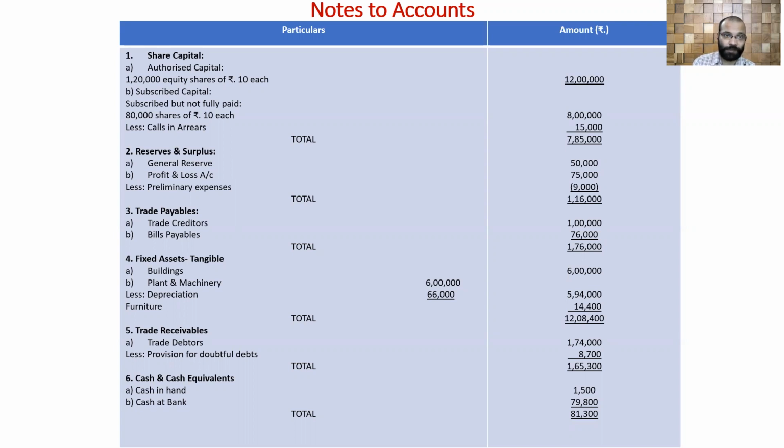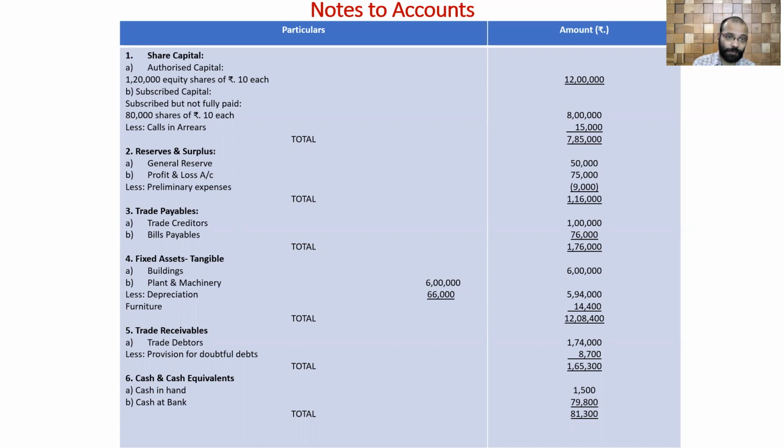But subscribed share capital is given. Subscribed share capital is not fully paid, so we have the calls in arrears. That's why it is said not paid completely. So you have 8 lakhs minus 15,000, which is already given in the question. So 7,85,000. That also we have mentioned, right?